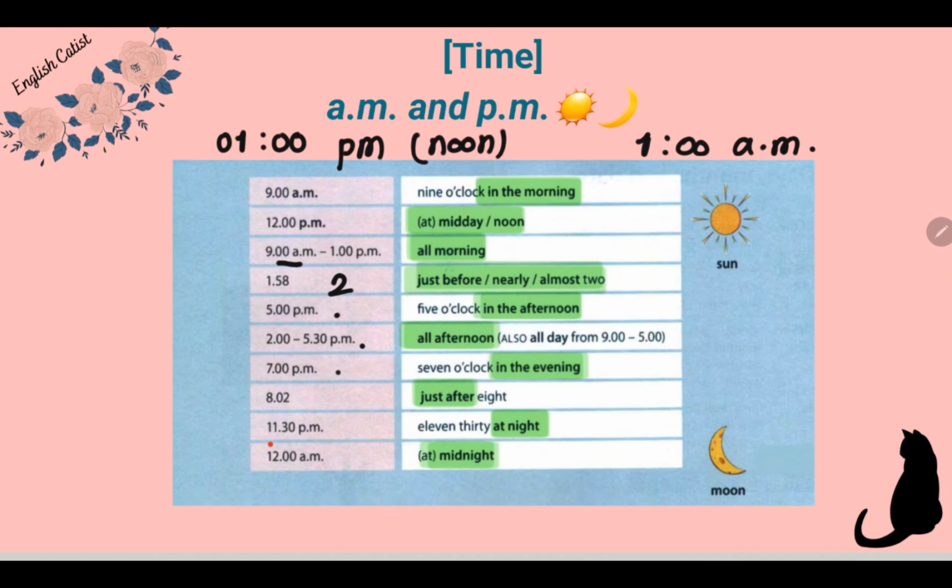7 p.m. It means 7 o'clock in the evening. 8 to just after 8, because 2 minutes ago we had time 8 o'clock. Now we can say just after 8. The next one. It's 11:30 p.m. It means 11:30 at night because of p.m. And the last one, as we said, 12 a.m. at midnight. It means we are going to the morning. Okay?